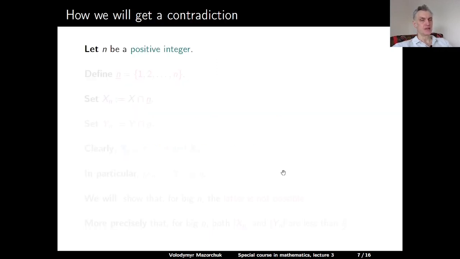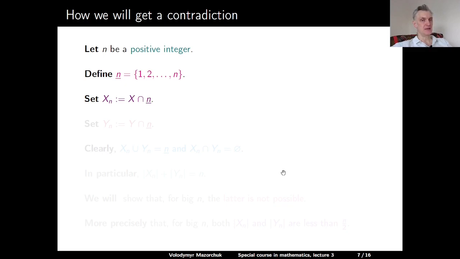Okay, so how will we get a contradiction which will prove Euler's theorem? So let n be a positive integer. For this positive integer n, consider the set n underlined, which is the set of all integers which are positive and between 1 and n. So that's the set 1, 2, 3 and so on up to n.